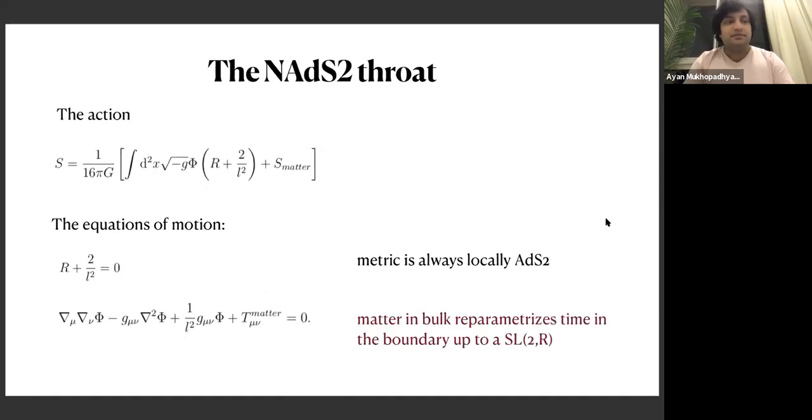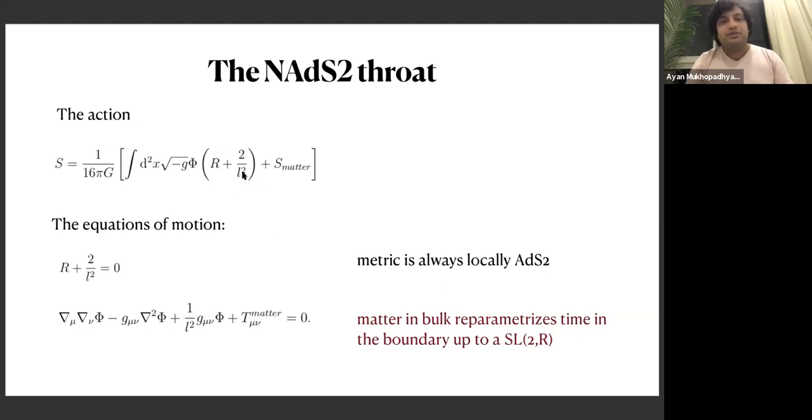So now I will give a brief description of each AdS2 throat, what it is and how we describe it. Each AdS2 throat is described, as I said before, by Jackiw-Teitelboim gravity coupled to some matter. The matter we don't need explicitly, for reasons that we will see. The equations of motion of this gravity are rather simple. If you look at the dilaton equation of motion, it's simply R plus 2 over L squared equal to 0. And it simply means that the metric is always locally AdS2.